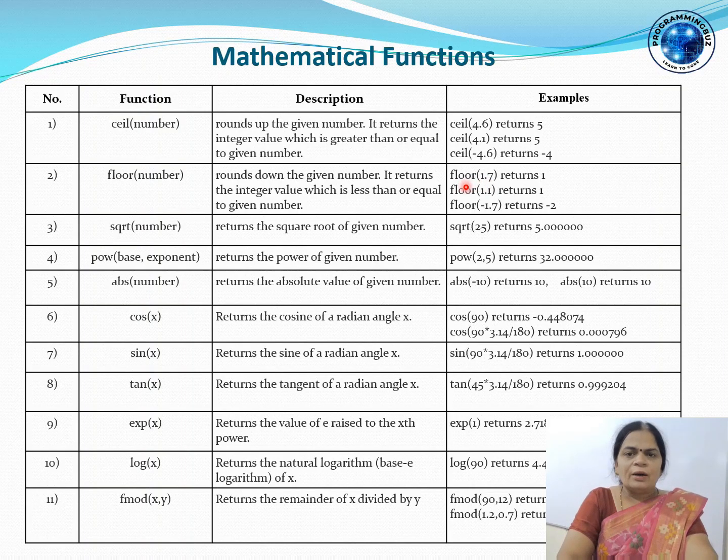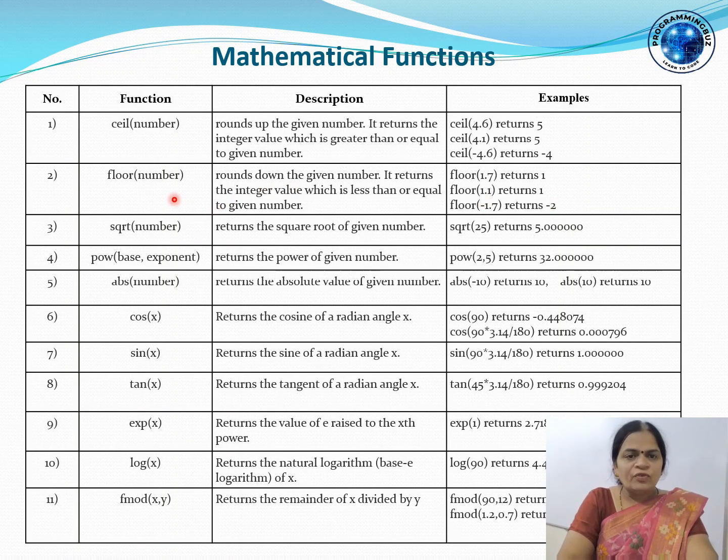For example, floor of 1.7 will return the integer value which is less than 1.7, which is equal to 1. So hence floor of 1.7 will return 1. Similarly, floor of 1.1 will also return value 1. And for floor of minus 1.7, the value which is less than minus 1.7 is minus 2. So hence floor of minus 1.7 will return value minus 2. So this is about the floor function.